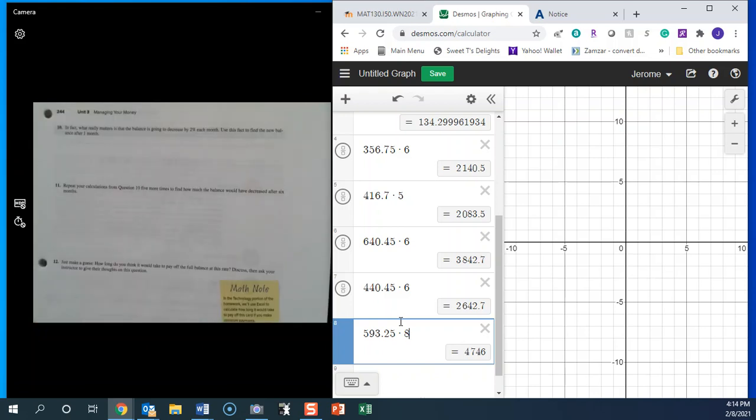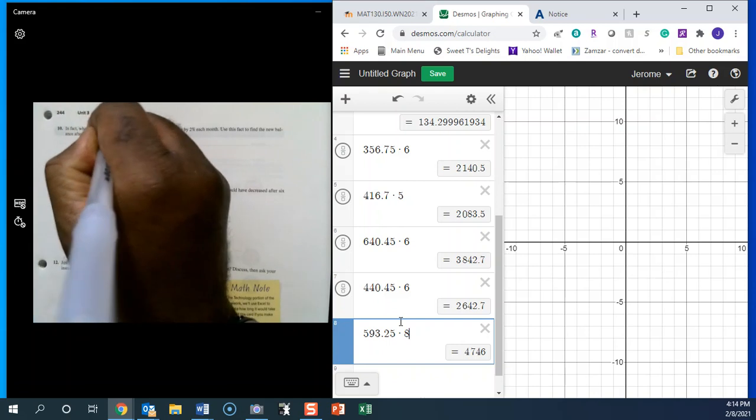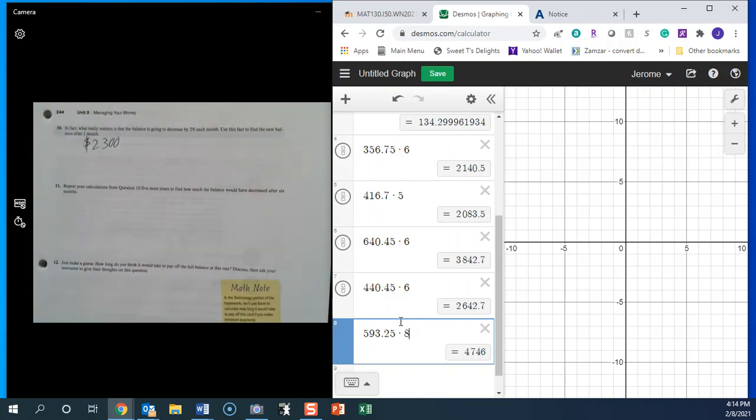It says, in fact, what really matters is that the balance is going to decrease by 2% each month. Use this fact to find the new balance after 1 month. Okay, listen. Let's say the balance was $2,300, which was stated in problem number 9. It's telling us that it's going to go down by 2%.